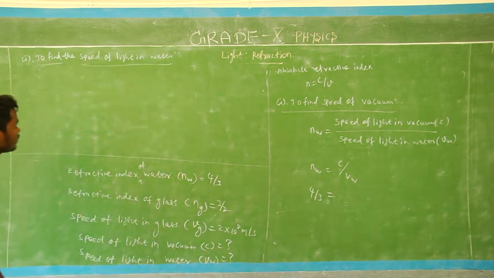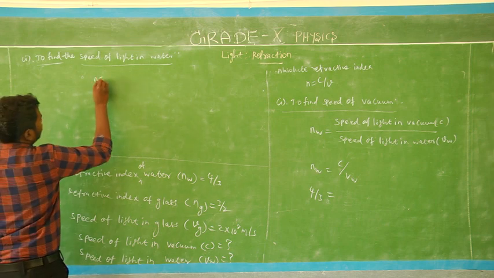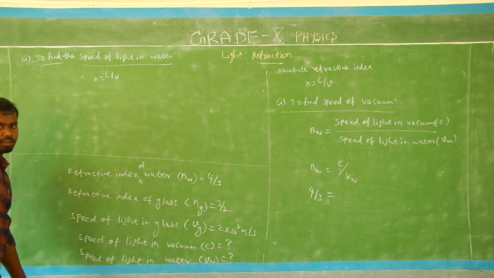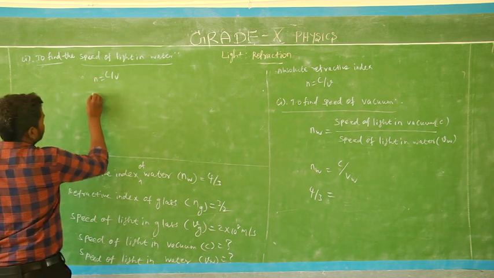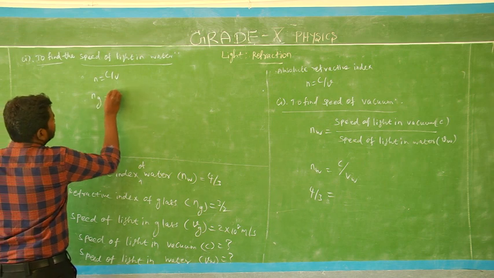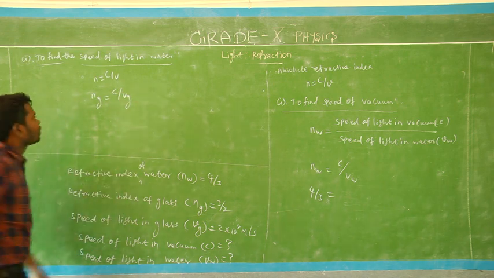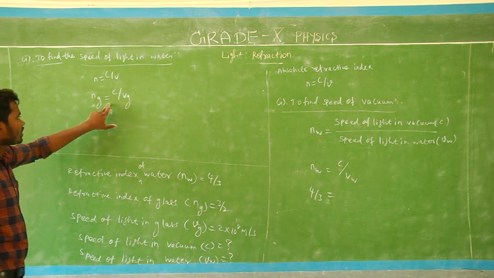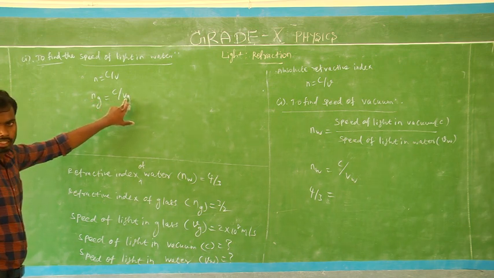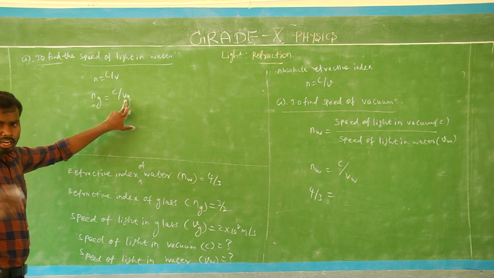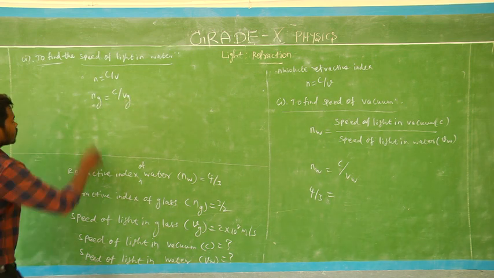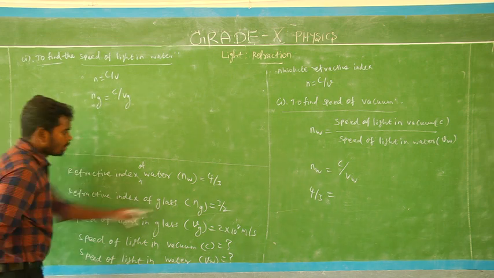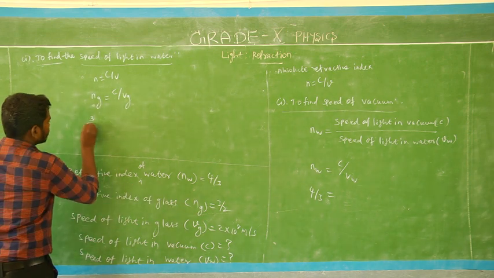Now you take the absolute refractive index n, that is equal to C by V. Absolute refractive index is C by V. Now take glass, that is equal to C by Vg. Here light goes from air into glass. This is equal to the refractive index of glass, which is C by Vg. You understood? Vg is the speed of light in glass. So the refractive index of glass, how much? 3 by 2. Refractive index of glass is equal to 3 by 2.